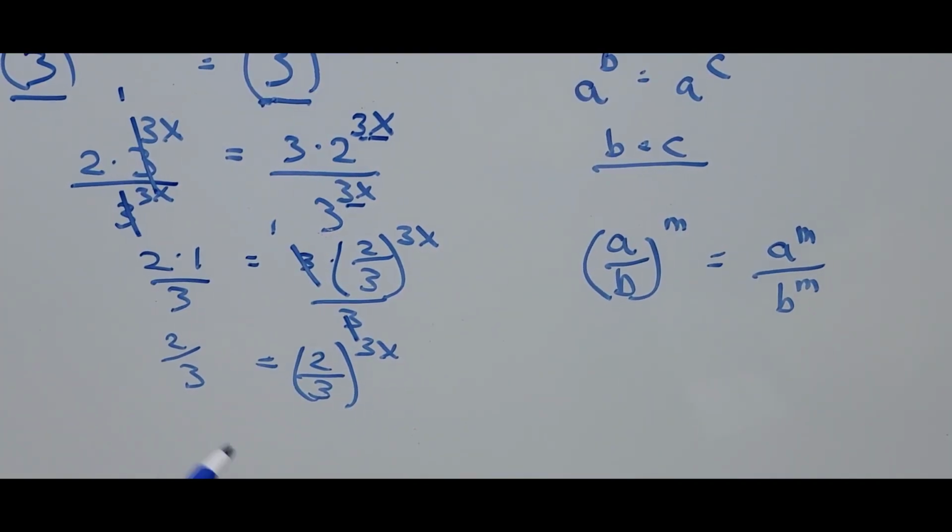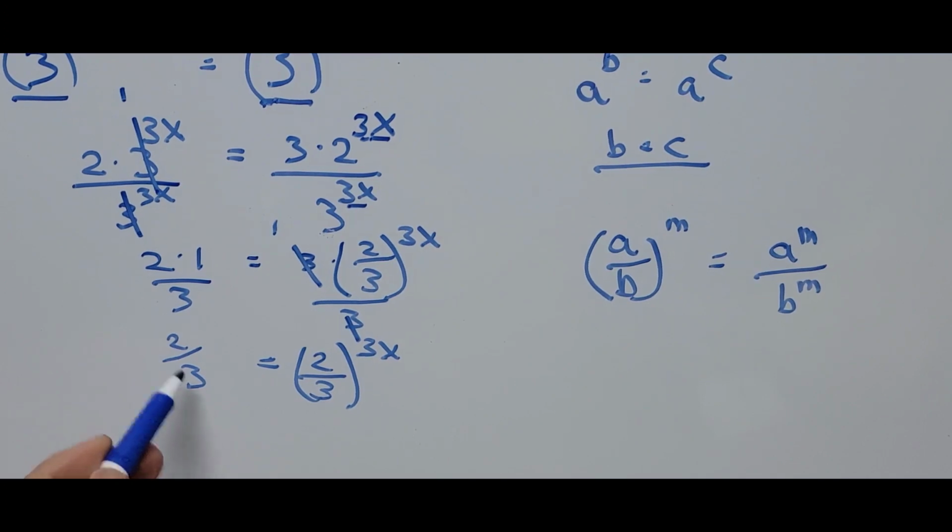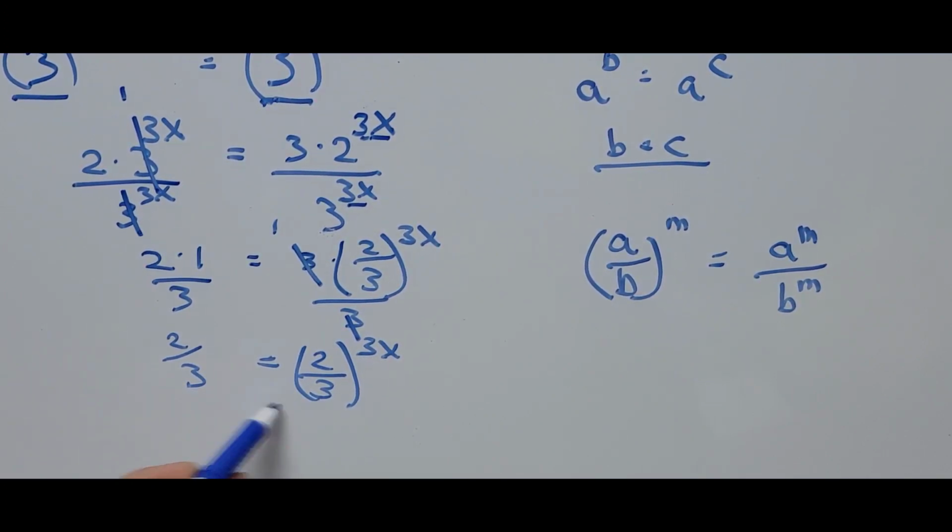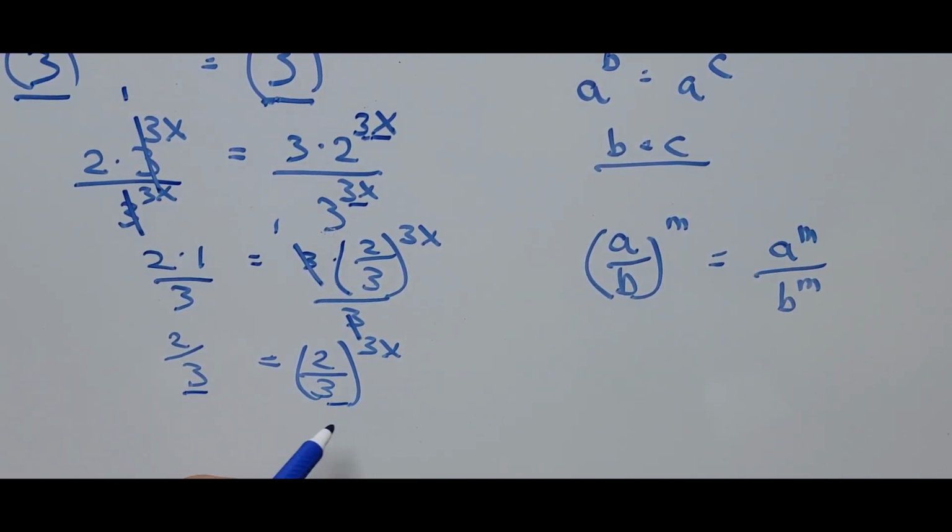From here, if you notice, on the left side and the right side of the equation, the base is 2/3. So the left side is written as 2/3 to the power of 1, and the right side is 2/3 to the power of 3x. So we're equating the exponents, comparing the bases and their exponents.